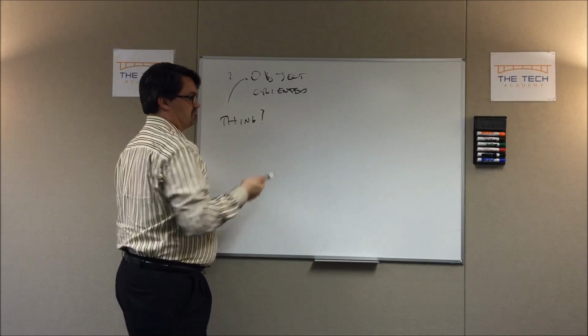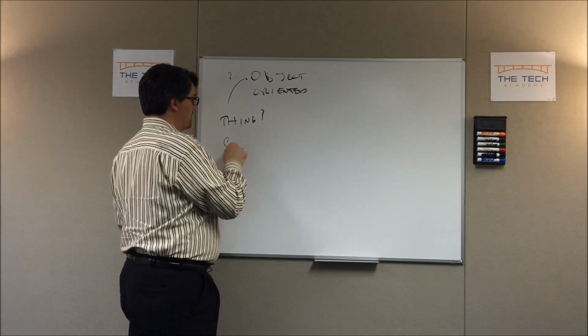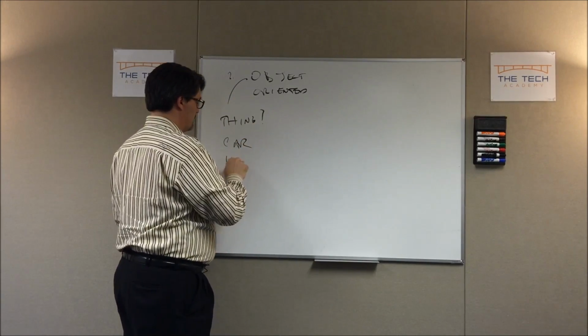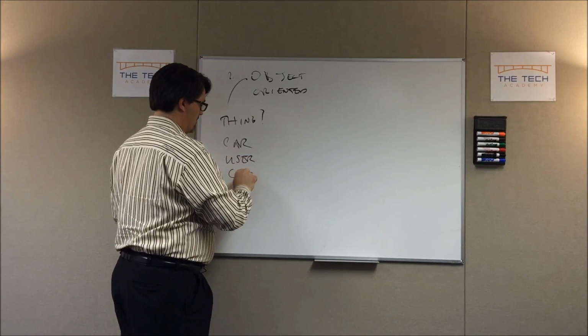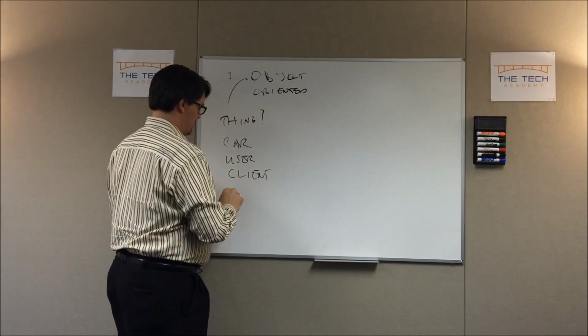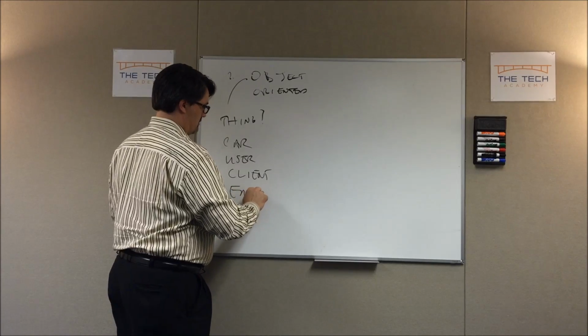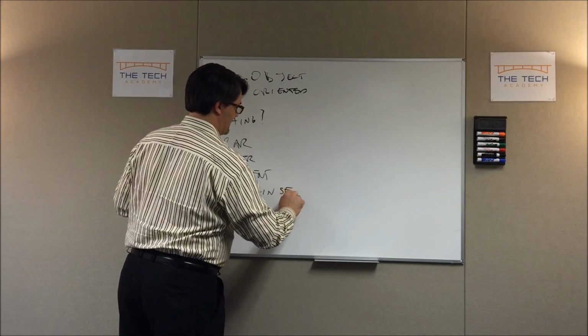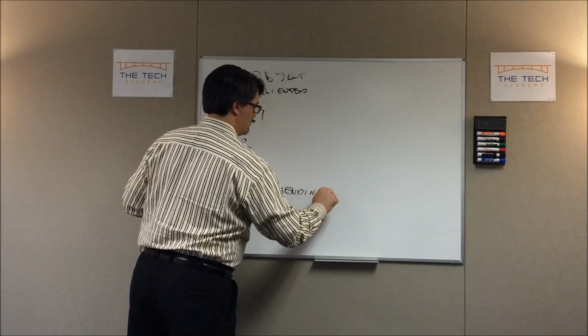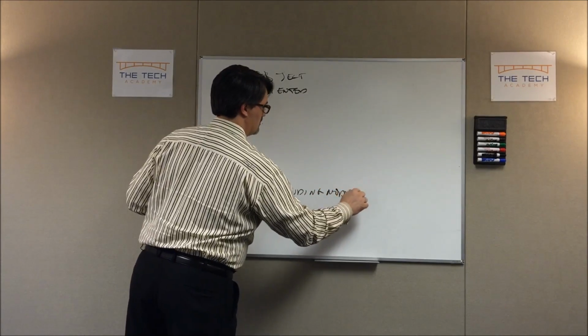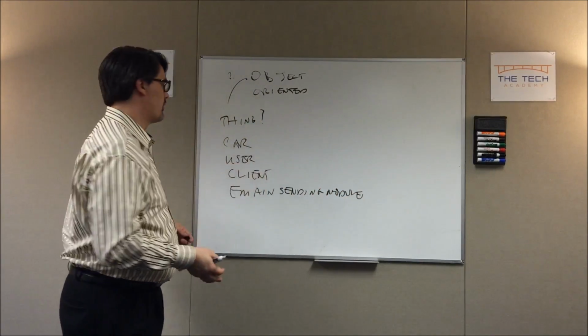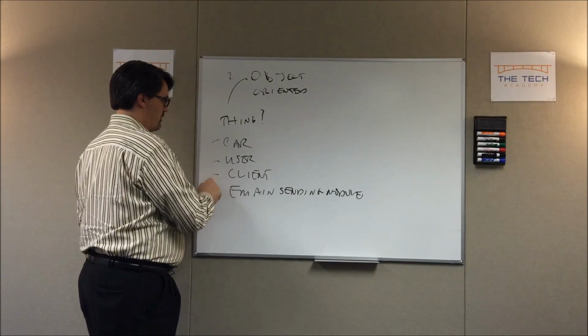It really is anything. An object could be a car. It could be a user. It could be a client. It could be an email sending module, where a module is one part of the greater overall thing. These are all things. They're all objects.